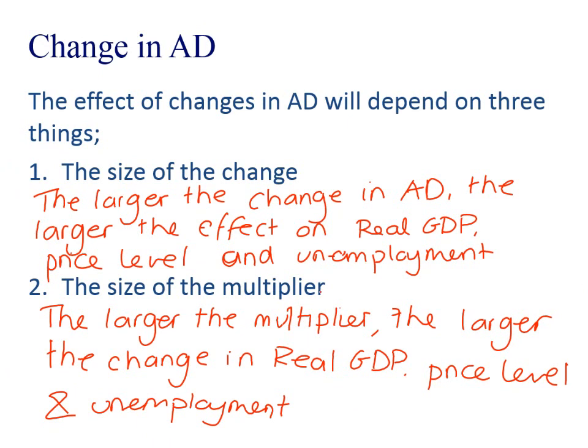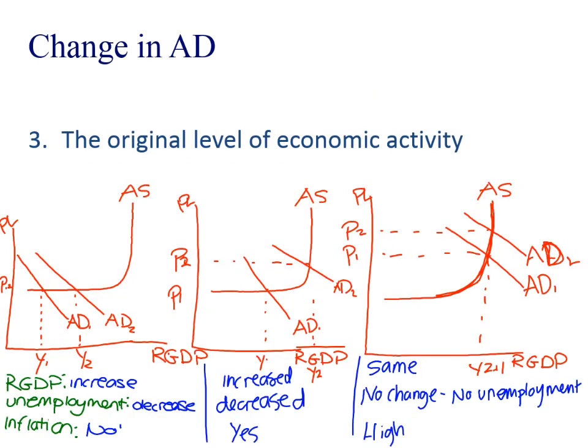But it depends upon three things. The effect of the change in AD will depend upon the size of the change, so obviously a bigger shift means a bigger effect on real GDP, price level and unemployment. The size of the multiplier: the bigger the multiplier, the bigger the final impact on real GDP, price level and unemployment. And the original level of the economy.